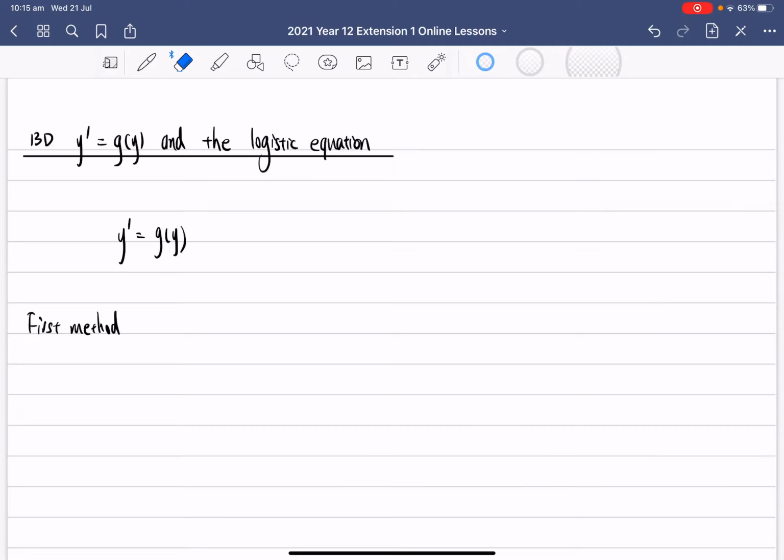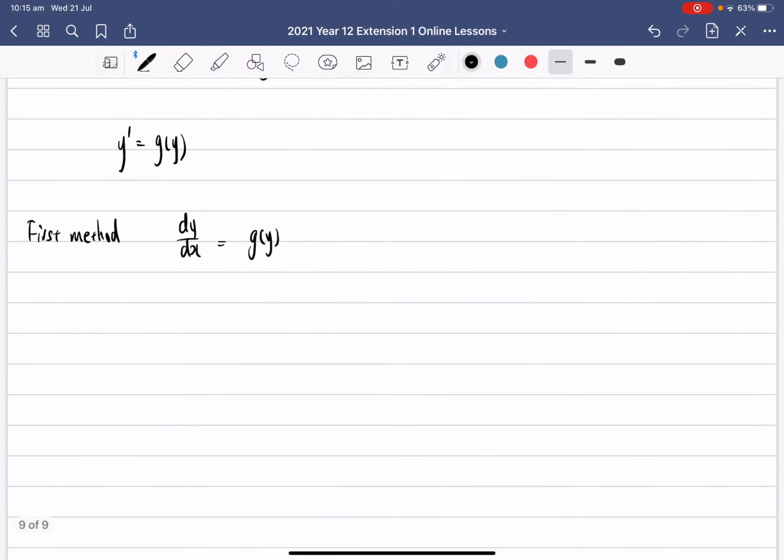All right, so the first method is you change the y dash into dy over dx is equal to g of y, and then you treat this as a separable differential equation, which means you move the y function to the left hand side where you have dy, move the dx over to the right hand side, so you can integrate both sides. Very similar to what we just did yesterday. That's the first method.